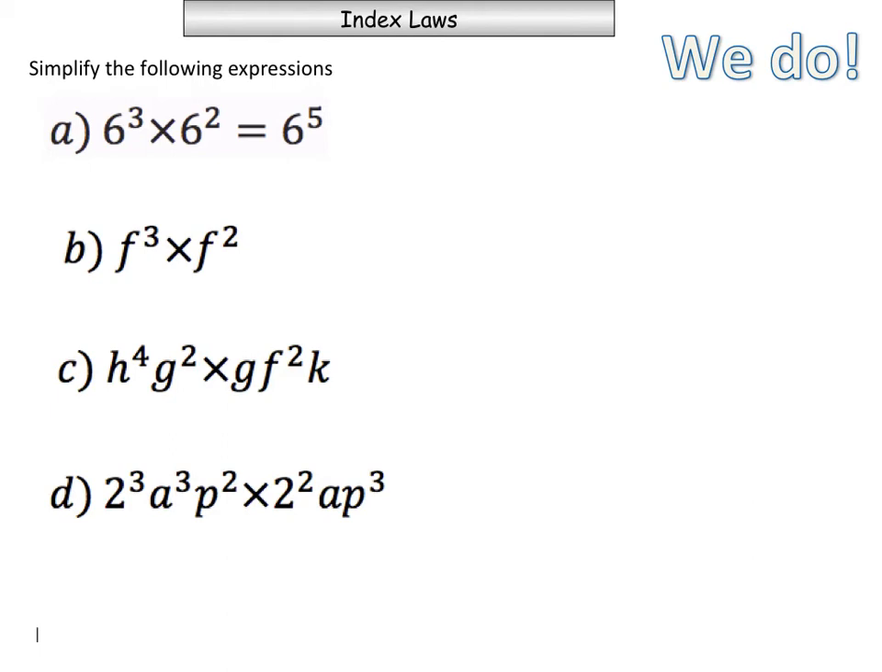The same applies for B. And we just get f to the power of 5. Alright, question C, really important here that you have a think about this before you attempt it.